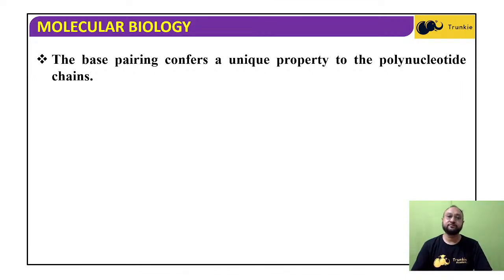Okay, so when there are two strands in a DNA, these strands are joined end to end by hydrogen bonding. This pairing is between one base in one strand and another base in the other strand. So there are two strands, and they are joined by hydrogen bonding. This base pairing confers a unique property on the polynucleotide, because a single-stranded DNA joins with another strand to form double-stranded DNA, and this double-stranded structure confers a unique property on this DNA or polynucleotide chain.